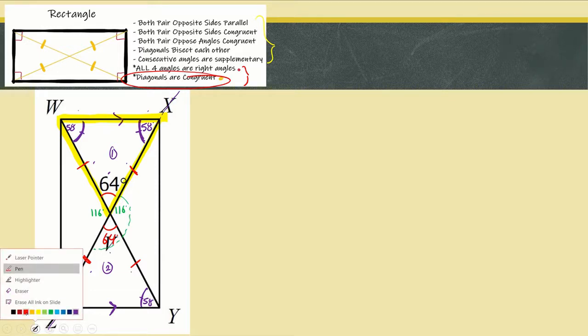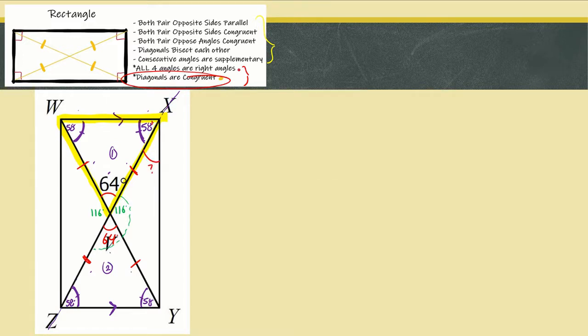And so that takes us to the next angle, which is this angle here. How do we find that angle? Well, remember, at each corner we have 90 degrees, right? And so if that corner is supposed to be 90 degrees and I just found one part of that angle to be 58 degrees, we simply subtract and we get 32 degrees, and that's all the way around. So 32, 32, 32, and 32. Okay, so let's move on.